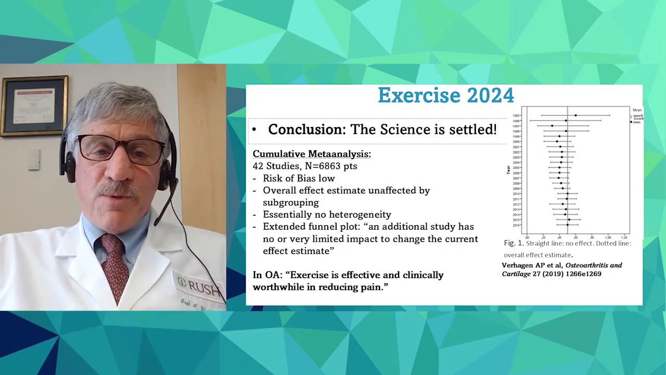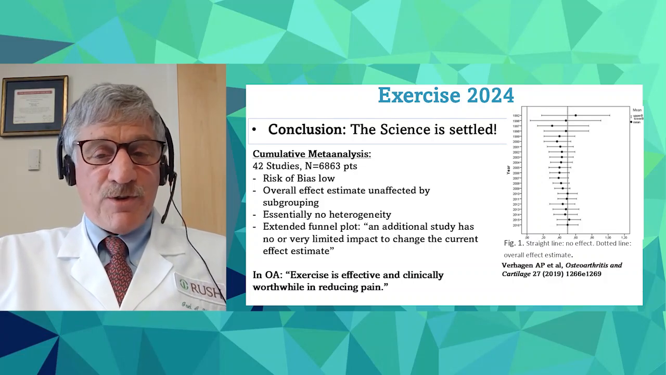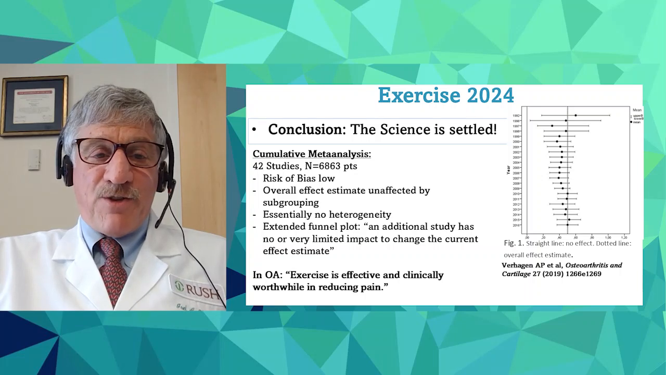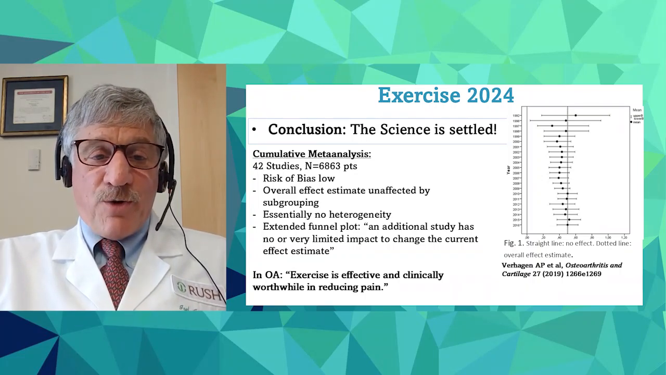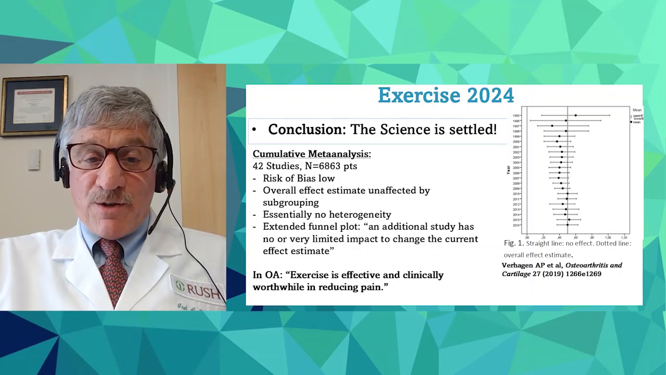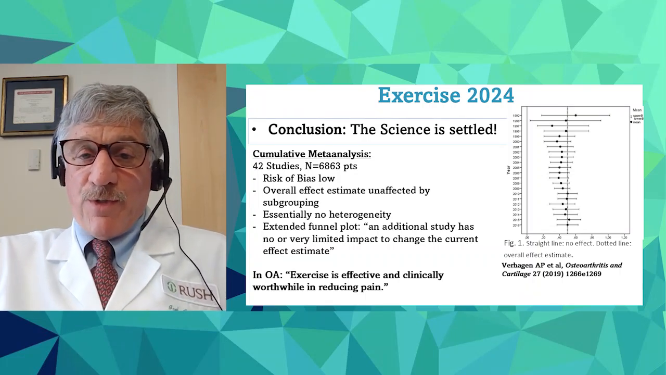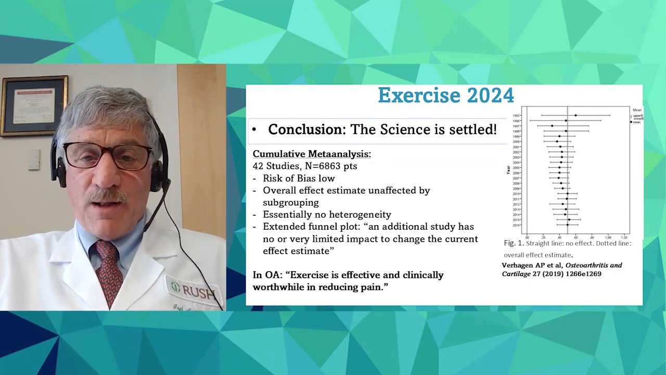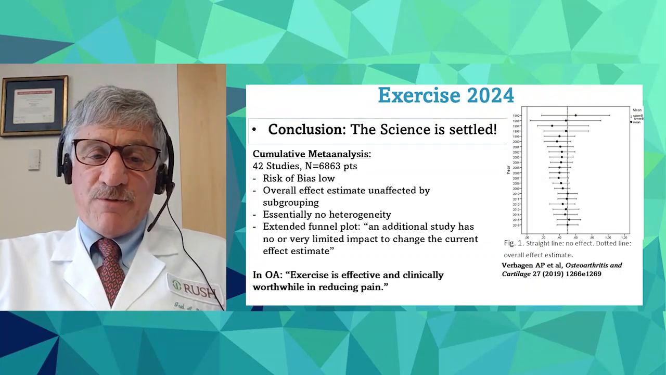If you look at a cumulative meta-analysis published while I was the editor of Osteoarthritis and Cartilage a few years ago, they looked at almost 7,000 patients, 42 studies with very low bias and essentially no heterogeneity, and the extended funnel plot revealed that the findings were so consistent that if you look, the vertical line far to the left is no effect at all, and every study shows a significant effect. So exercise is clearly effective and clinically worthwhile in reducing pain.